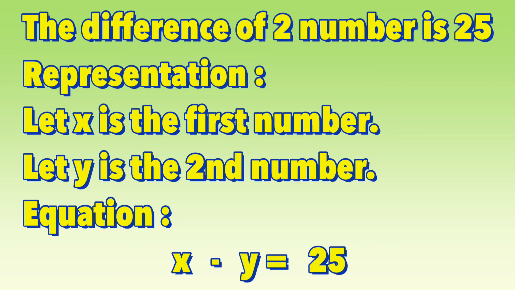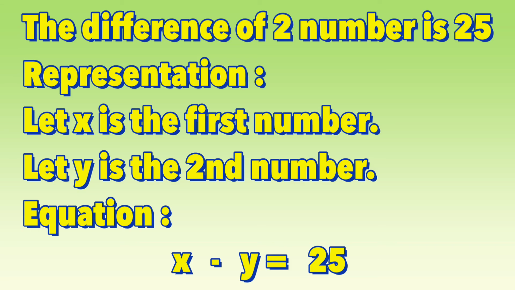Okay, number 4 problem. The difference of two numbers is 25. How to make the equation? First, we have to write our representation. And in our representation, again, we have to assign the x and y in order to recognize the first number and the second number. So in our representation, let x be the first number and y be the second number.